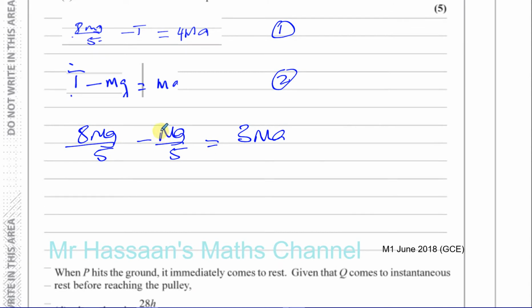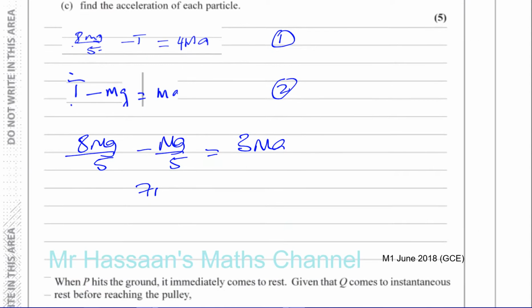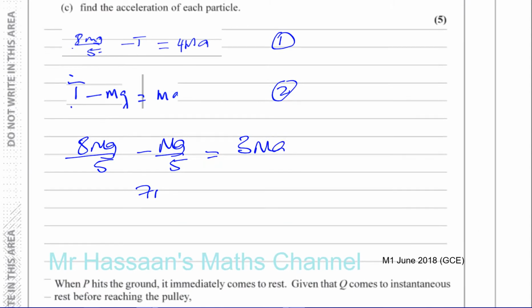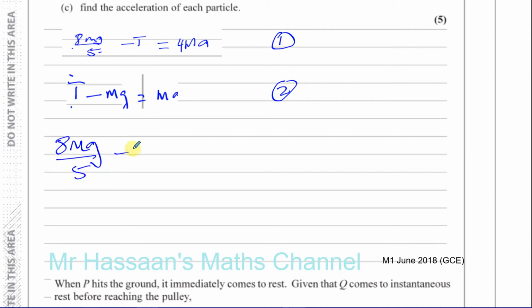Are they both over 5? Whoops, nope, sorry, what did I do there? Silly mistake. We're adding them together, so it's 8mg over 5 minus mg. The T's disappear, equals 4ma plus ma, that's 5ma. Okay, don't make a silly mistake like that.